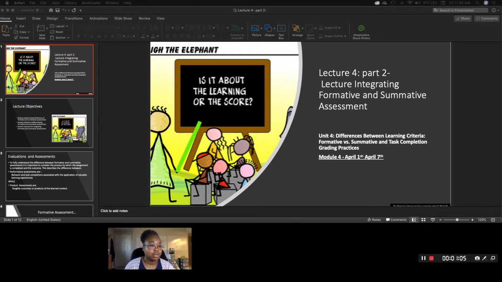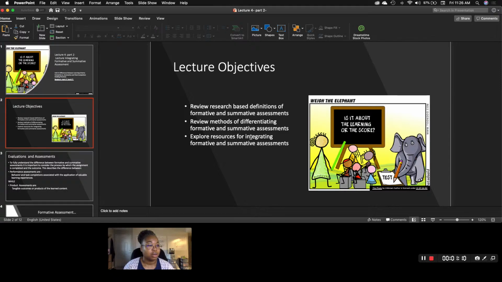this lecture. The objectives for this lecture are pretty simple. To review research-based definitions of formative and summative assessments. So through your reading and also just me going over briefly, you should have been able to review what research is stating as formative and summative assessments, which I felt was a little different from how it's communicated through teaching practices. Review methods of differentiating formative and summative assessments, and then explore resources for integrating formative and summative assessments.